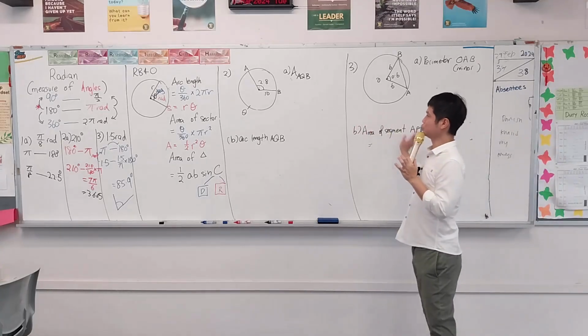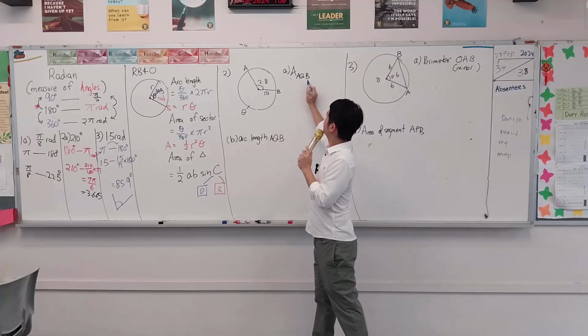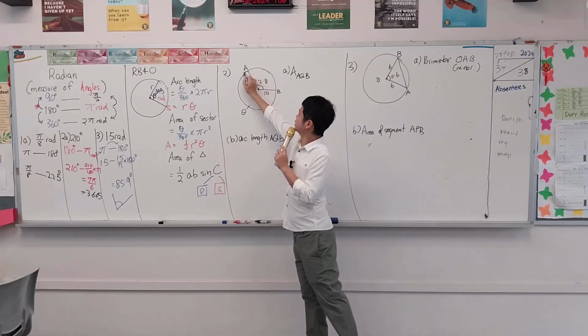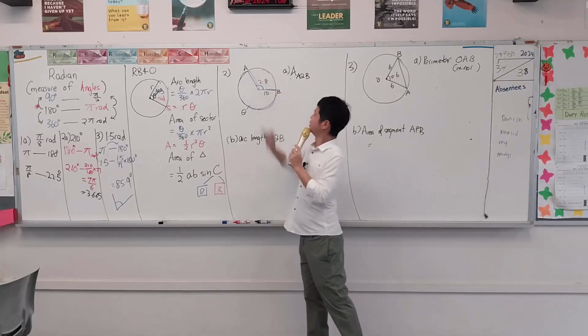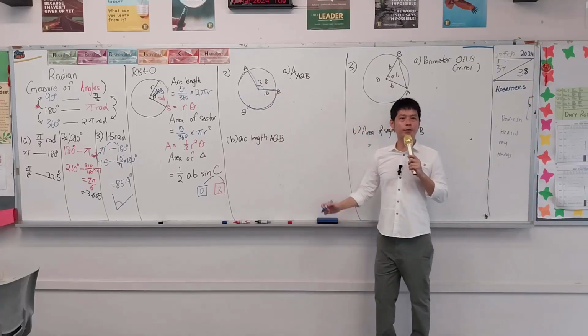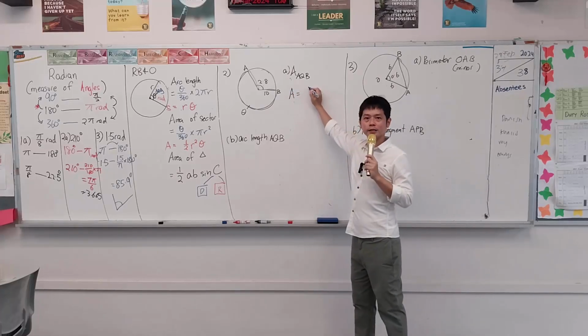Okay, so let's answer these last two questions. I want to find the area of AQB, which is the Pac-Man here, AQB. What is the formula? The area formula is, scan the whiteboard, what's the formula?